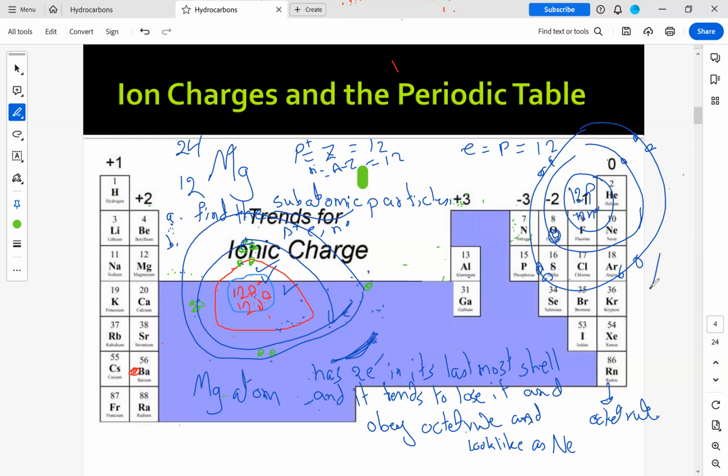And now magnesium will be written this way. It lost 2 electrons, so the protons are more. When it loses electrons, it's positive. Okay? Is anyone understanding? Are you understanding?